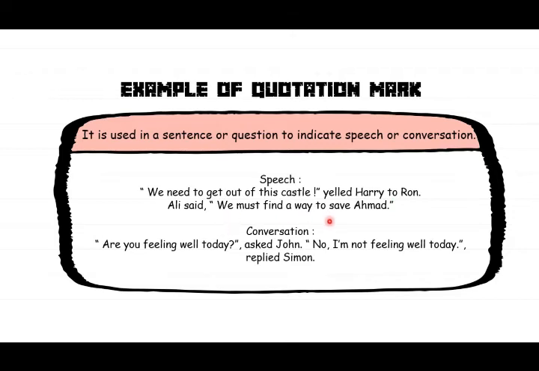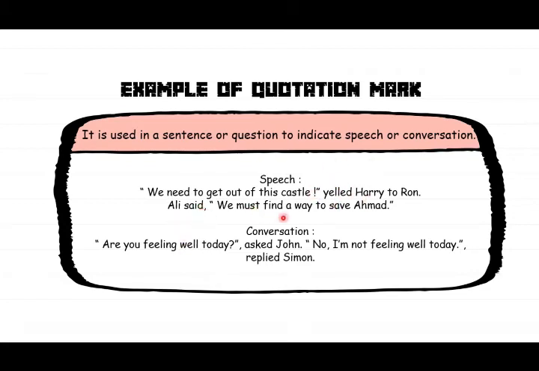Ali said, "We must find a way to save Ahmad." Ni penggunaan dia lah. Okay, dia tengah bercakap, dia bagi tahu. Ni ayat yang disebutkan: "We need to get out of this castle." Space, siapa yang cakap? Yelled Harry to Ron. Dia rate Harry dekat Ron. Okay, jadi dia menunjuk kepada siapa percakapan tu.